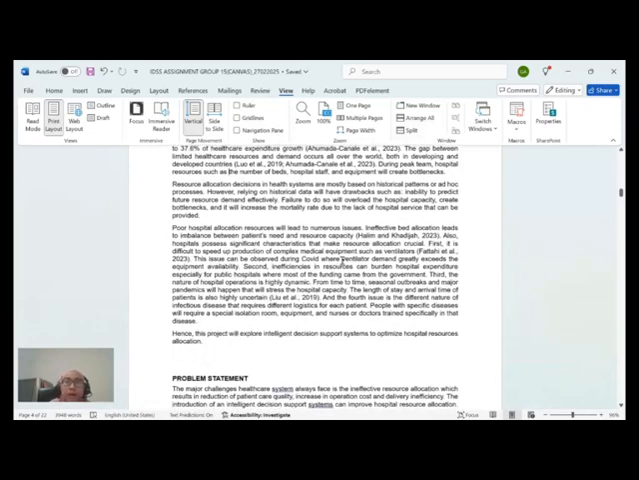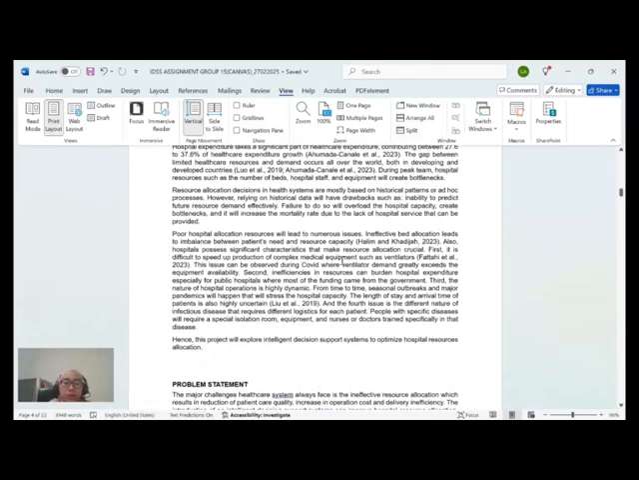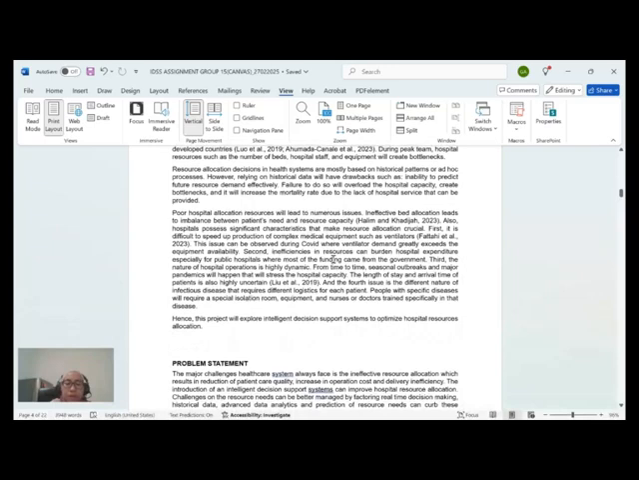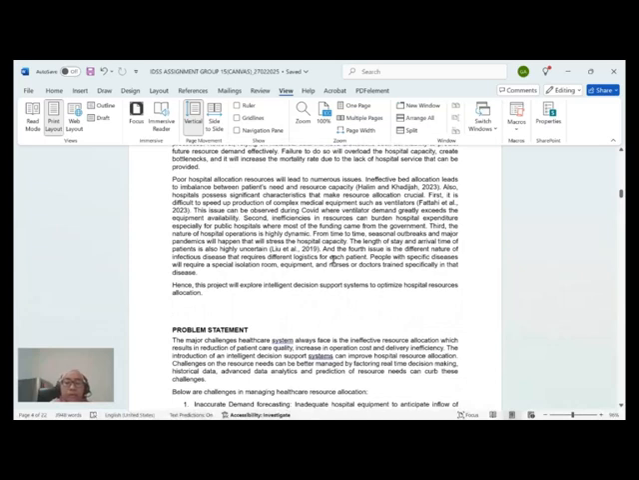And then, actually, hospital resources have quite unique characteristics. Their equipment cannot be easily replenished. For example, during COVID, there was a lot of scarcity of ventilators, and it's not easy to directly produce them. That's why this healthcare characteristic is quite unique. And then this project will explore an intelligent decision support system to optimize hospital resource allocation.